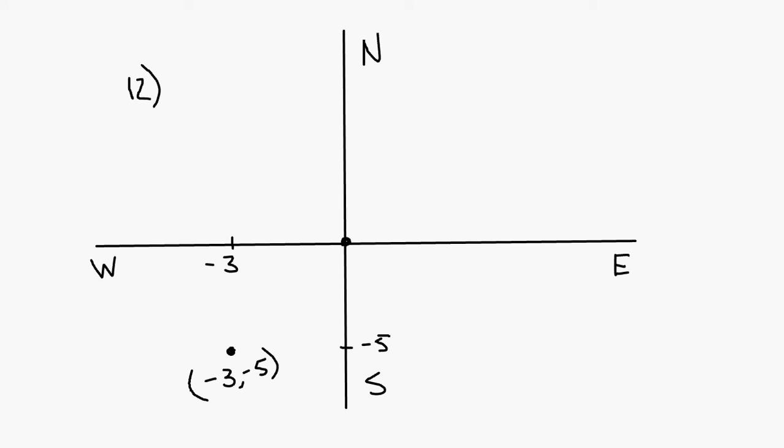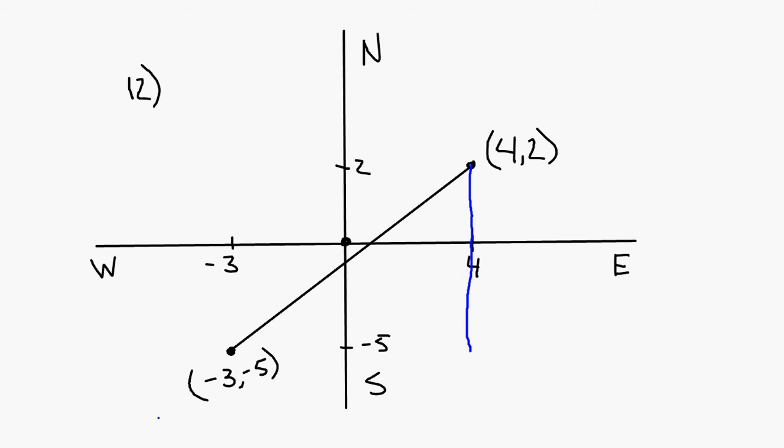Truth Park is 4 miles east and 2 north. So 4 east and 2 to the north would be right here at 4, 2. How far is it from Truth Park to the mall? It's a distance formula problem. You're trying to find out how far this is right here. So it's a Pythagorean theorem. We're just going to go right here, and we're going to go here.